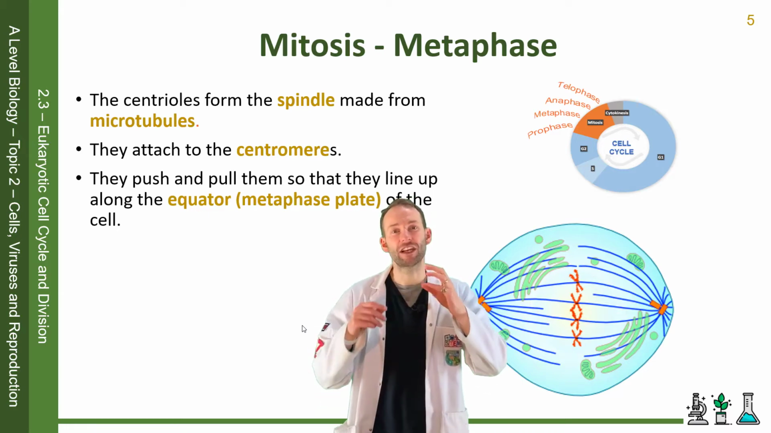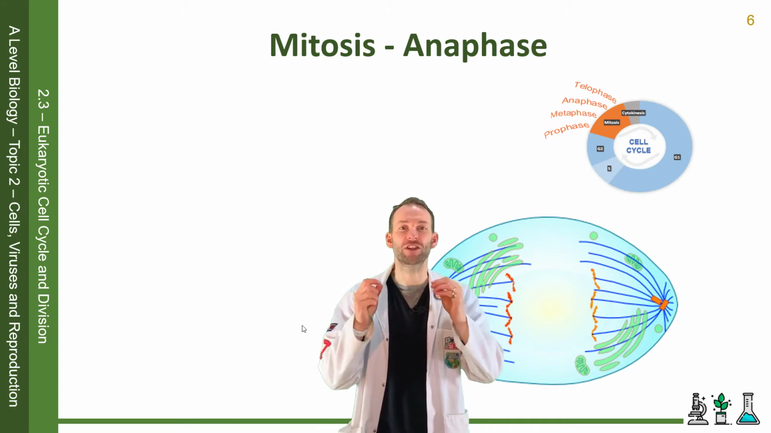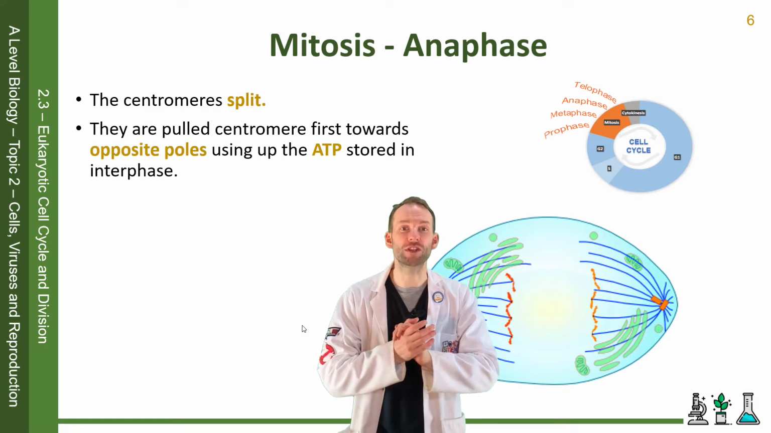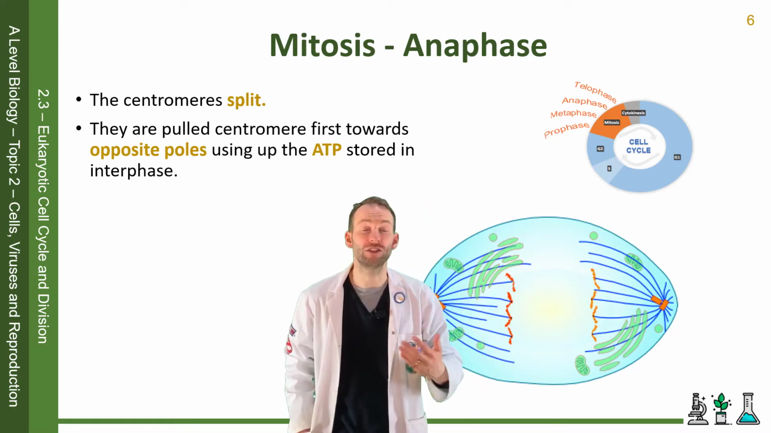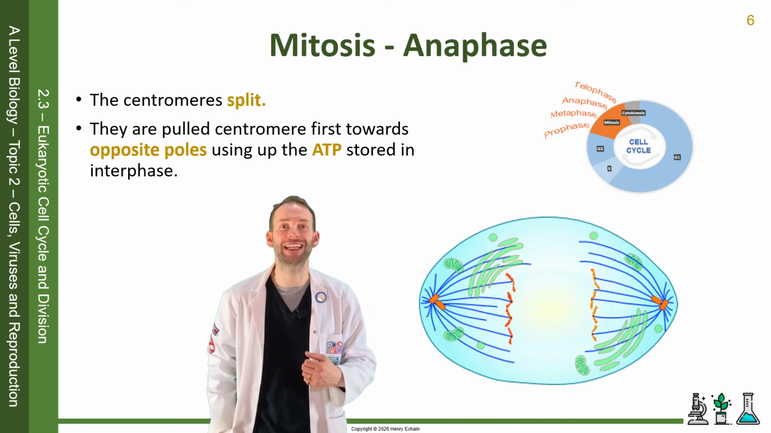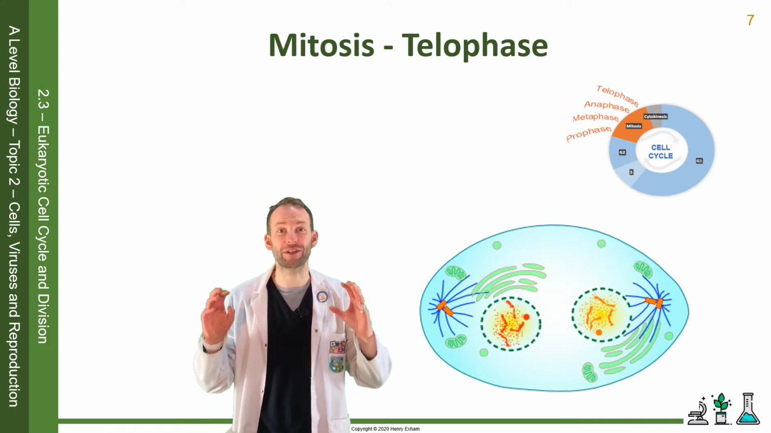In anaphase, those microtubules pull and they split the centromere so that those sister chromatids come apart, and now they're back to being just chromosomes, and they get pulled to the opposite poles of the cell using ATP that was mass-produced during interphase. At telophase, the spindle can break down now, it's done its job.